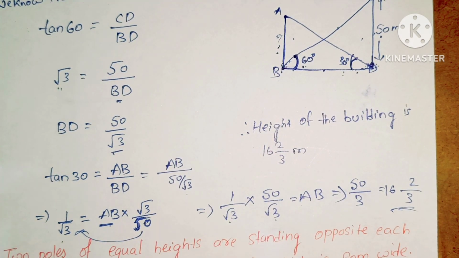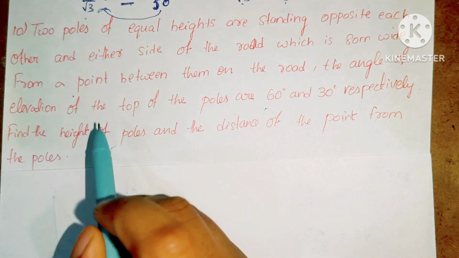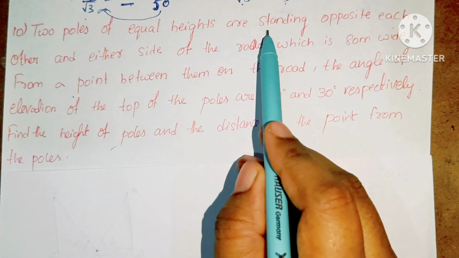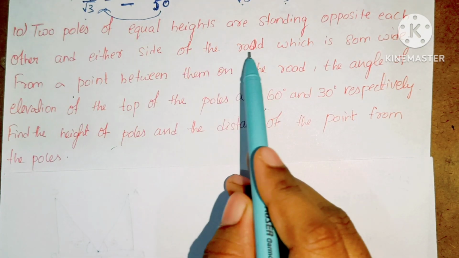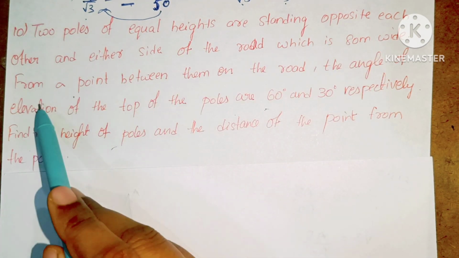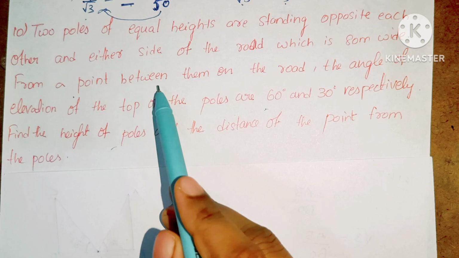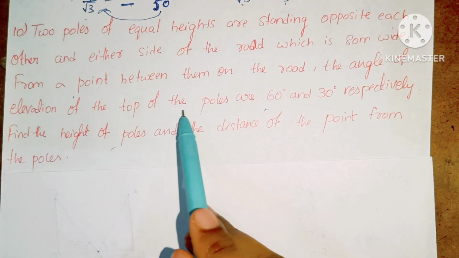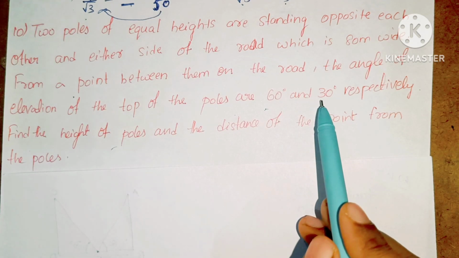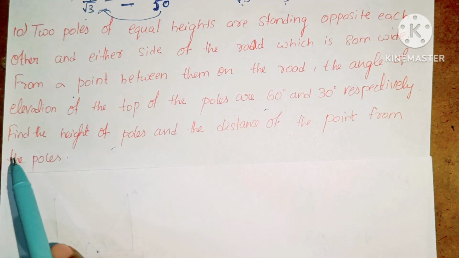Understood? Next sum. So next, two poles of equal heights are standing opposite to each other on either side of the road, which is 80 meter wide. From a point between them on the road, the angle of elevation of the top of the poles are 60 degree and 30 degree respectively.